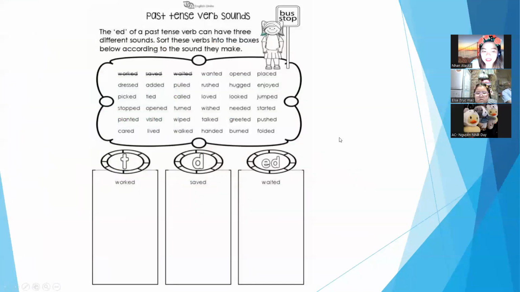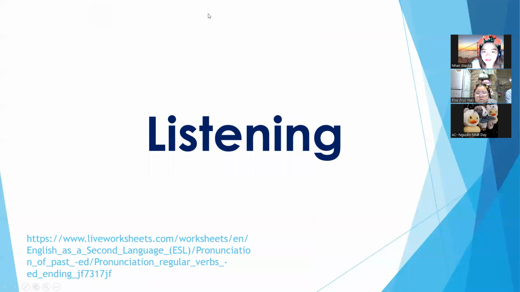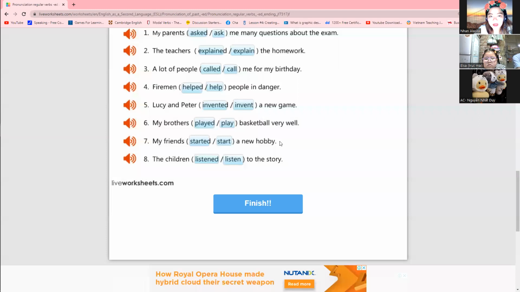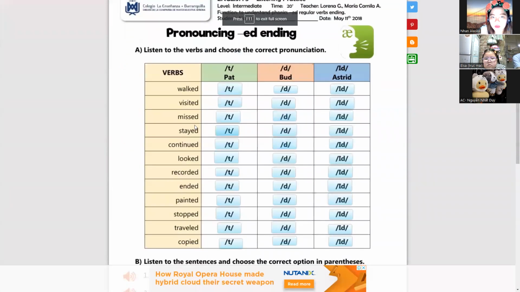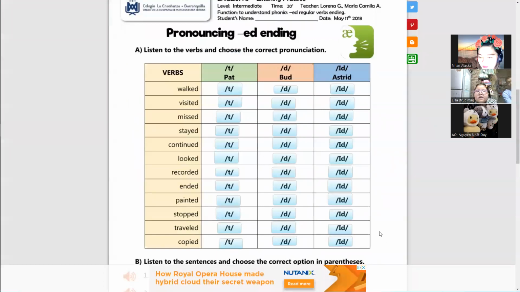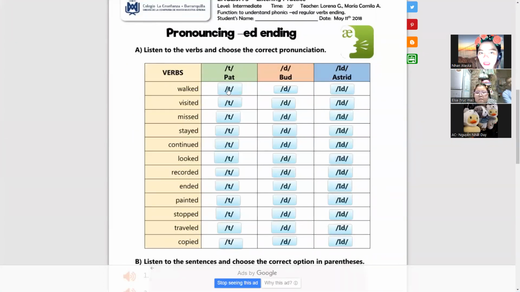Before this, I want us to have a listening activity. I have here a listening activity for you, pronouncing the sound of ed. Can you see my screen, Elsa? Yes. Okay, I'll be clicking the word and you help me understand what sound it is. You're going to listen. Example, walked. What sound is it, Elsa?